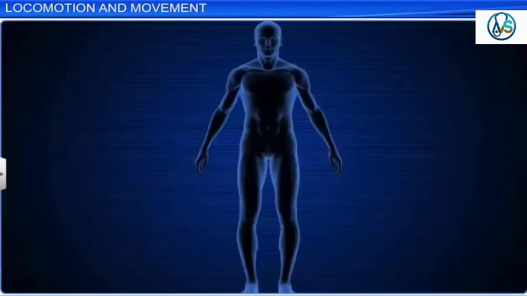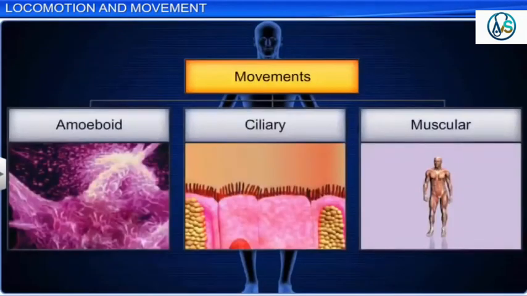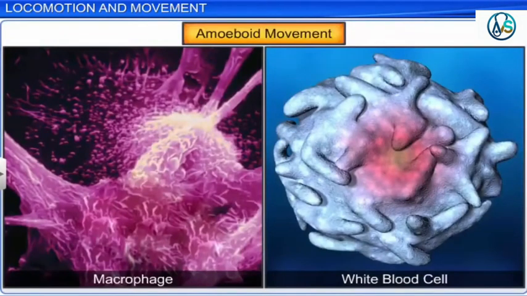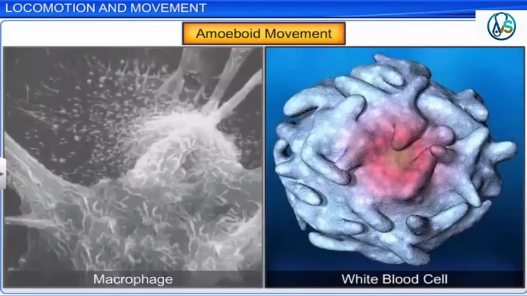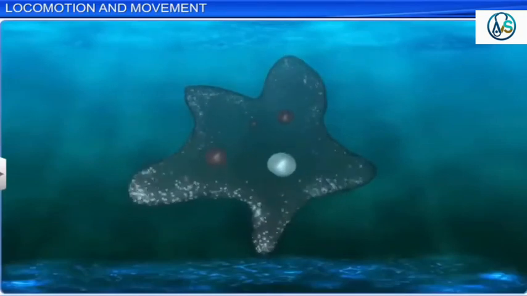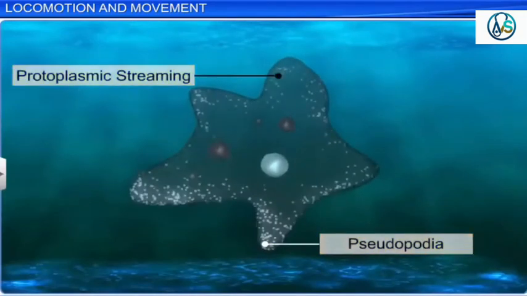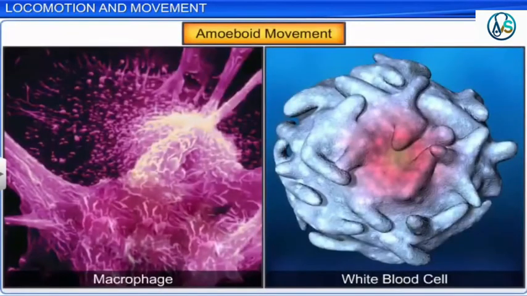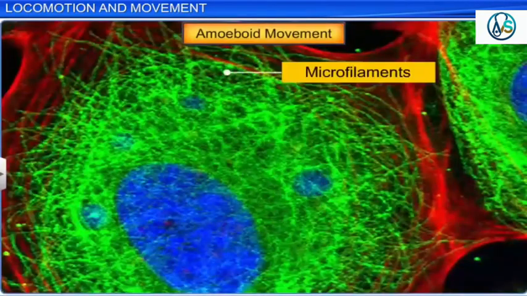The three main types of movement in human cells are amoeboid, ciliary, and muscular. Amoeboid movement is seen in some specialized cells such as macrophages and white blood cells. This movement is produced by pseudopodia due to protoplasmic streaming. Moreover, cytoskeletal elements like microfilaments are also involved in this type of movement.